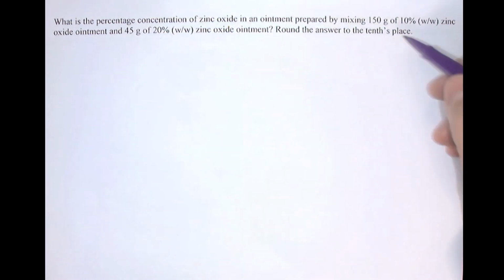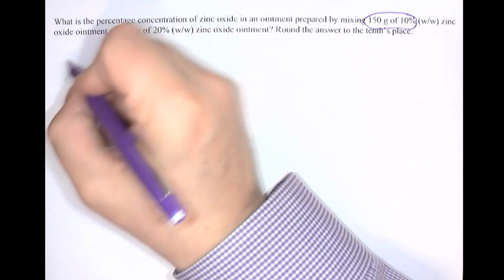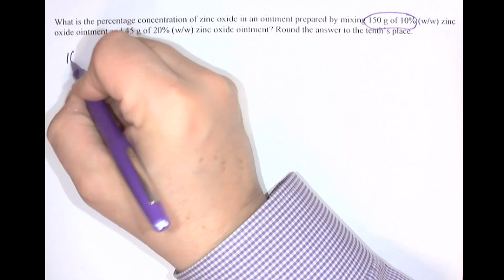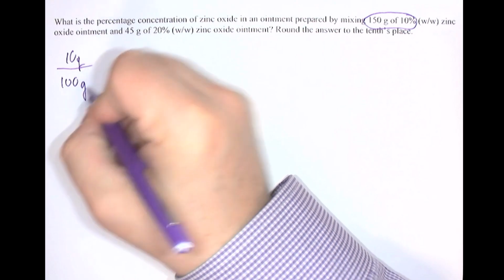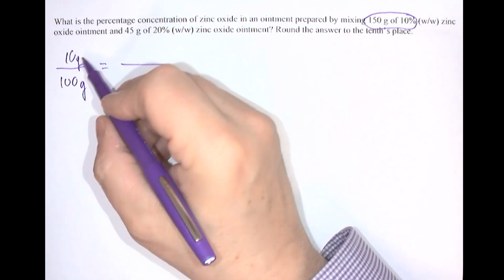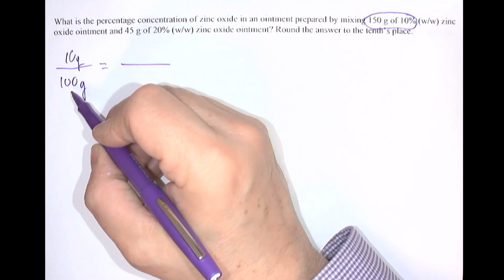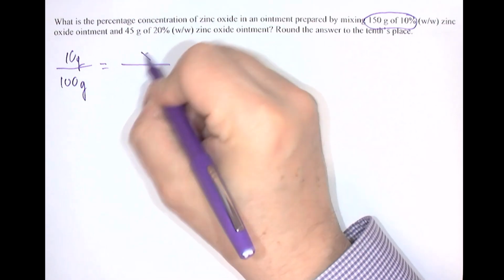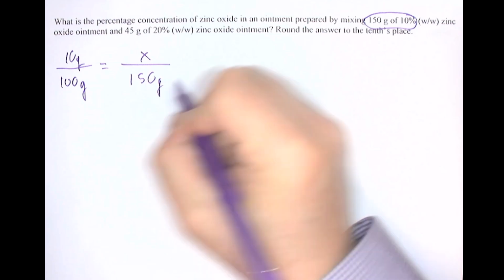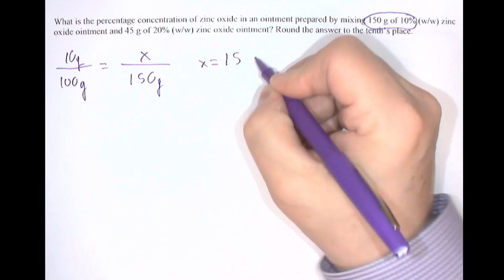Okay, so first step is we need to figure out how much zinc oxide is in this first product right here, 150 grams of the 10% ointment. So 10% concentration can be expressed as 10 grams for every 100 grams. But we need to find out, well, there's 10 grams of zinc oxide for every 100 grams of the product. How much would it be for 150 grams of the product? Well, we're going to do our basic algebra here. Solve for x. We're going to get 15 grams of the zinc oxide.